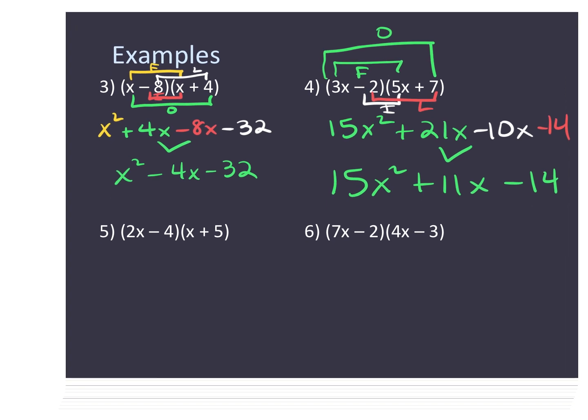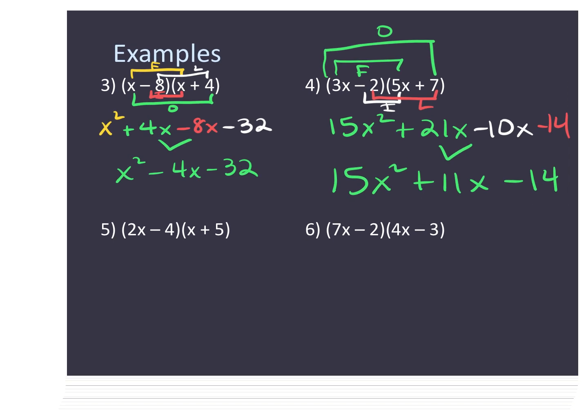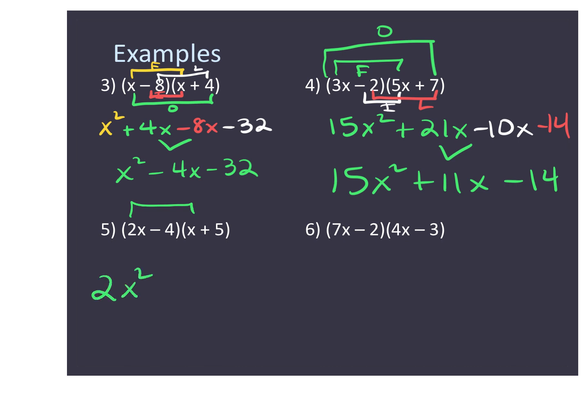Let's try number 5. Same thing. Multiply the first, 2x squared. Multiply the outer term, 2x times positive 5 is 10x. Multiply the inside, negative 4 times x is negative 4x. And then finally, the last, negative 4 times 5, and I get negative 20.